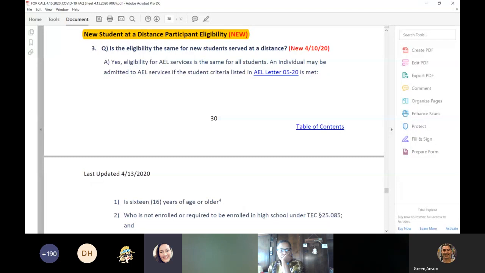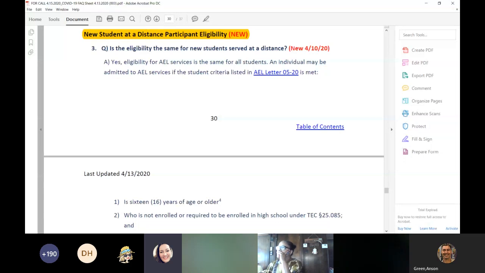And if they do fall within the ages of 16 to 18, which is that compulsory attendance age, you still have to have that additional documentation available that person is in fact out of school. And that is all defined in an AEL letter that we have out already and that you guys have already been using forever in terms of how to collect age-related eligibility for those individuals.